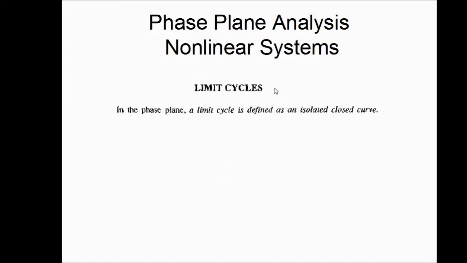Limit cycles are nonlinear phenomena. They don't occur in linear systems. A limit cycle on a phase plane is defined to be a closed isolated trajectory. The word isolated is quite important. If a limit cycle is slightly perturbed, it's no longer closed. So in that sense, it is isolated.